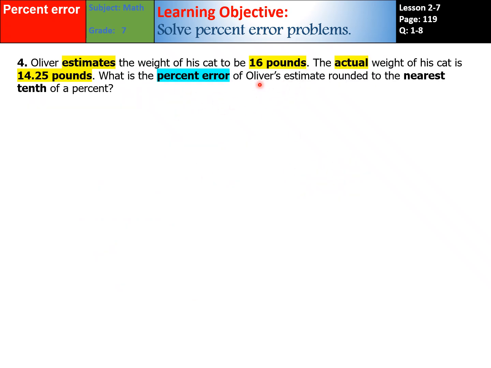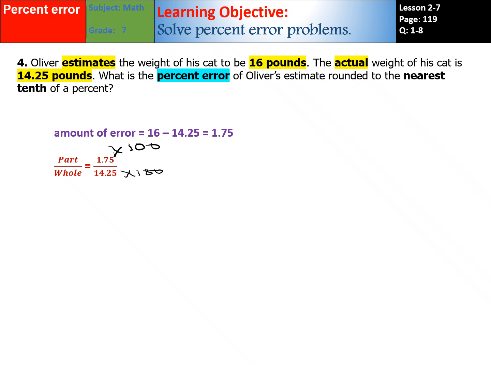Similarly, you can solve this question. One number is 16 pounds. That was the estimation. Actually, it was 14.25. First step, subtract them, then write the error over the actual number, that is 14.25. Here again, you can times it with 100 and 100 because we don't want a decimal point in the denominator.